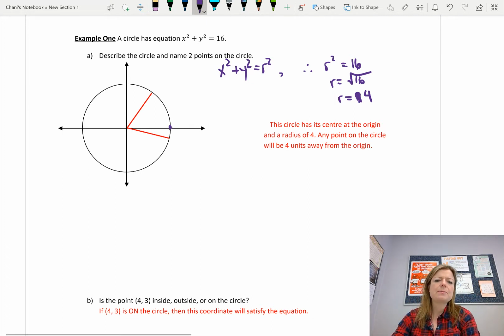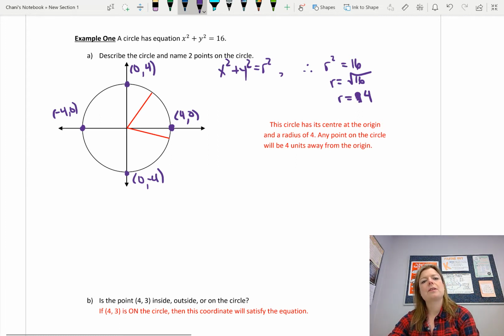The easiest points to come up with are the ones right on the axes, because we know they're all 4 away. Here, our x is 4 and our y is 0. Here, our x is 0 and our y is 4. Here, our x is negative 4 and our y is 0. And here, x is 0 and y is negative 4. If we want to be really simple, we can just write those 4.